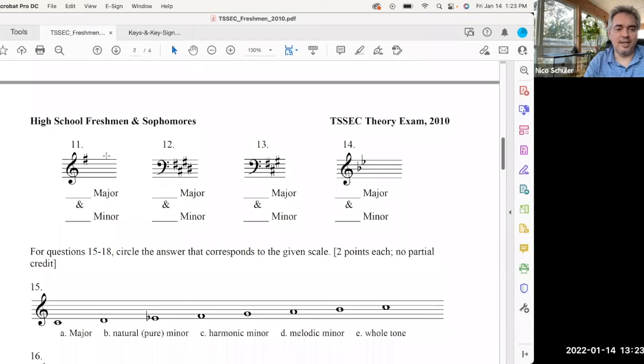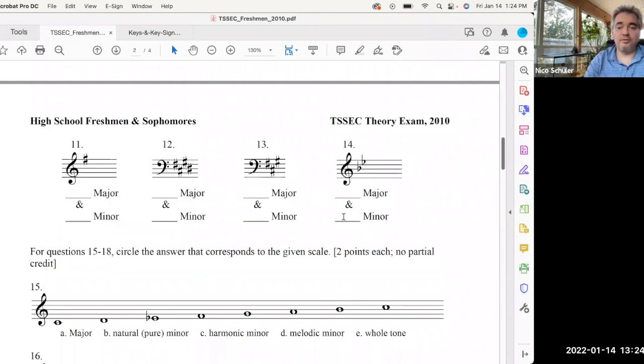All right. So 1 sharp is G major and E minor. 4 sharps is E major and C sharp minor. 3 sharps is A major and F sharp minor. And 2 flats is B flat major and G minor.